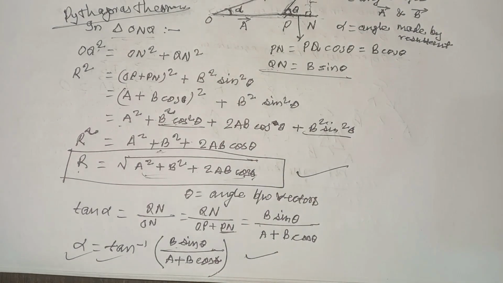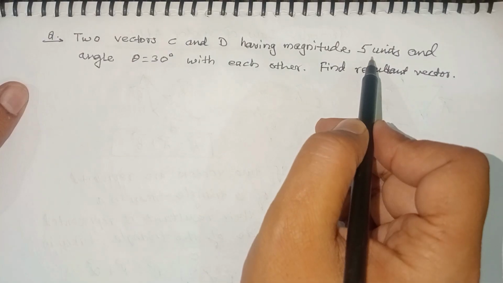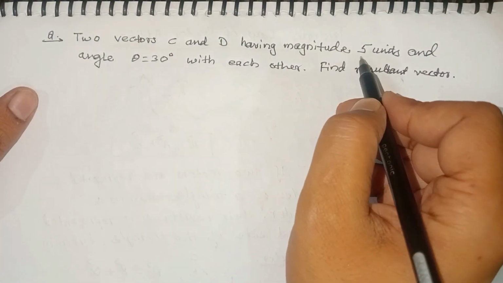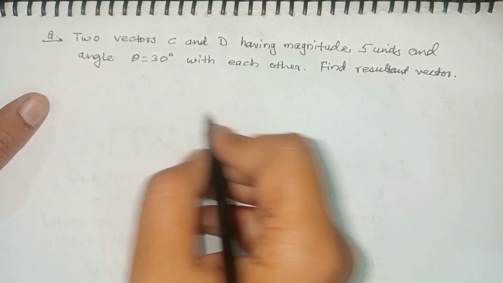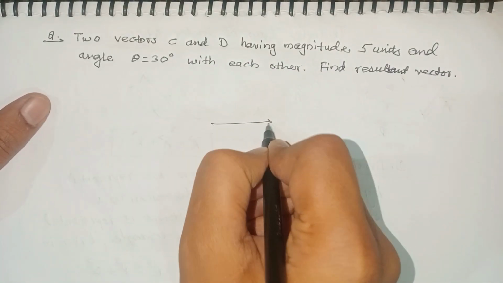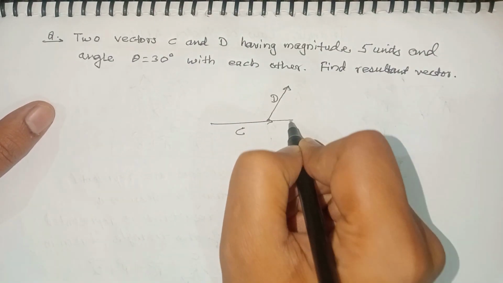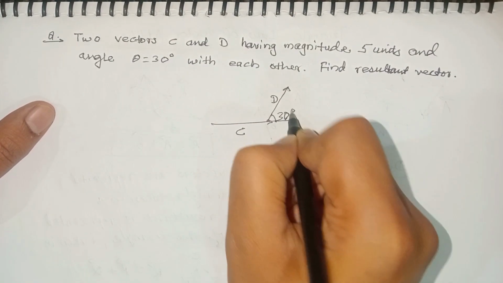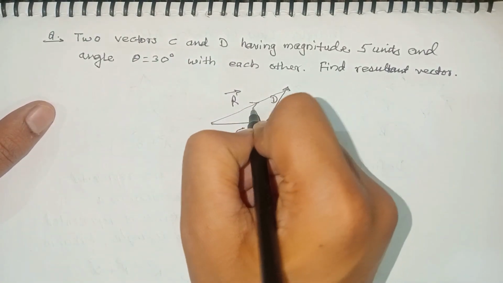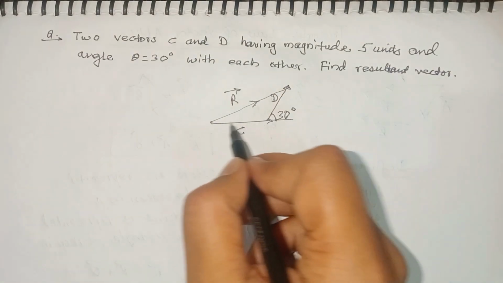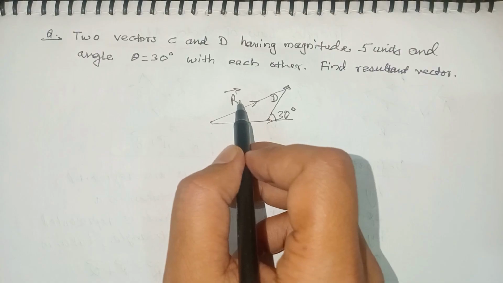Okay, now let's solve one numerical. Here is the question: two vectors C and D, each having magnitude 5 units, and the angle between them is 30 degrees. Suppose this is vector C, this is vector D, and the angle between the two is 30 degrees. This will be the resultant, in this manner. One is anti-clockwise, one is clockwise, and this will be the resultant.